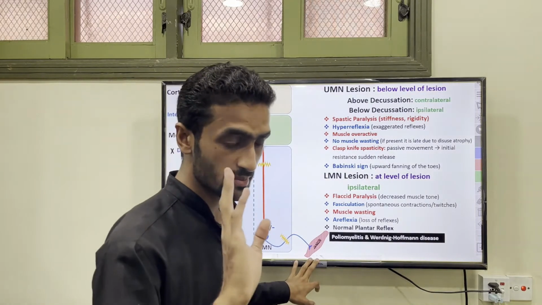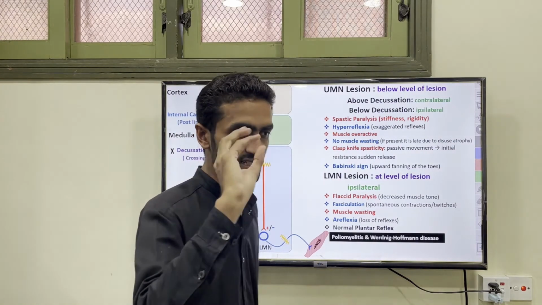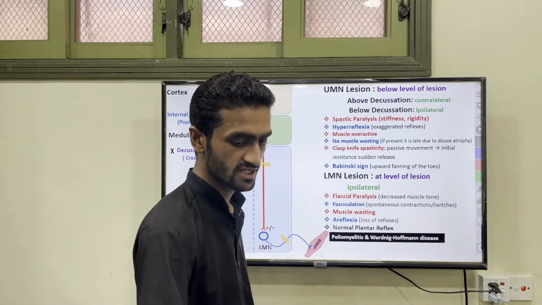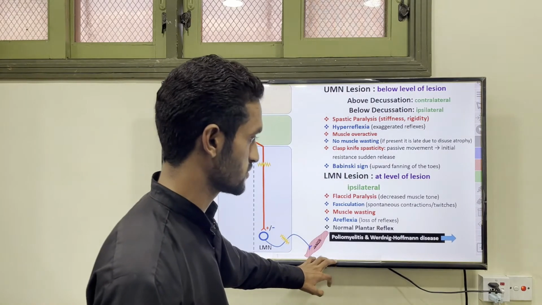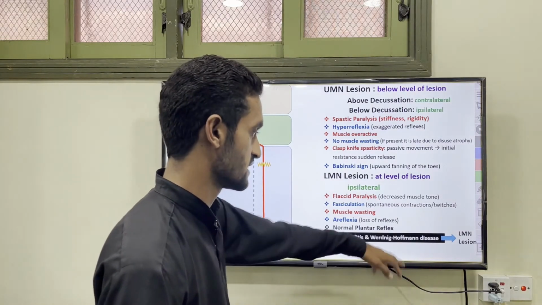I will explain their mechanism when I discuss spinal cord lesions, because this is just an intro. So this is only a lower motor neuron lesion example.